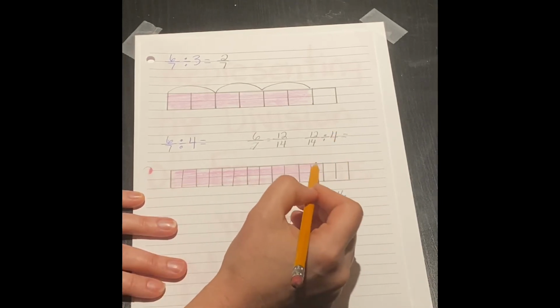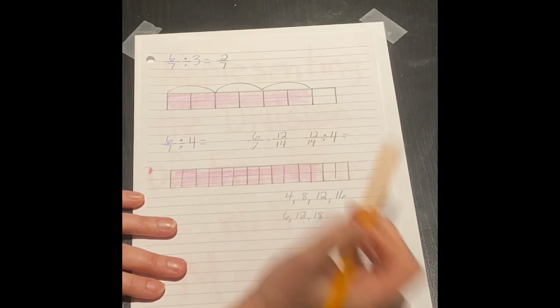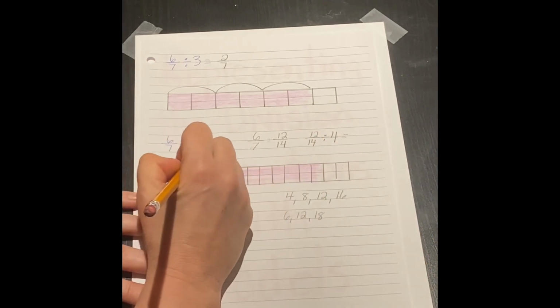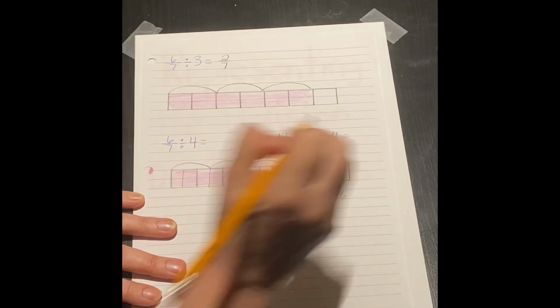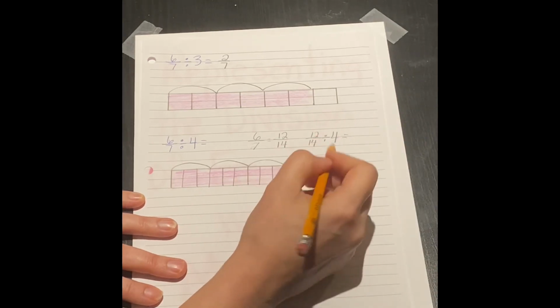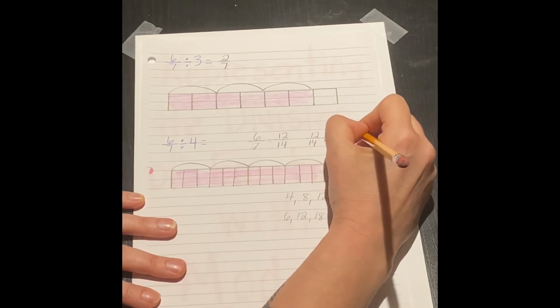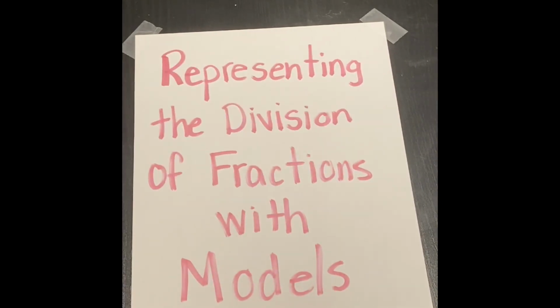I'm going to divide those 12 parts by 4. I know that 12 is divisible by 4. 1, 2, 3, 4. So I know that in each group, there's going to be 3/14. So there's representing the division of fractions with models.